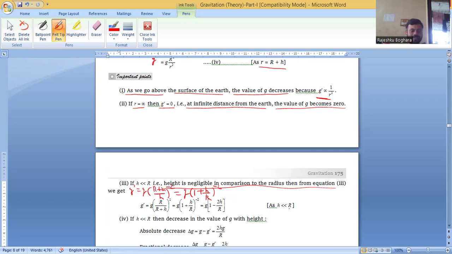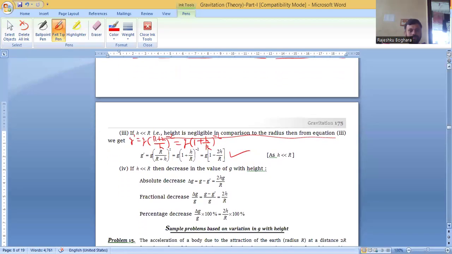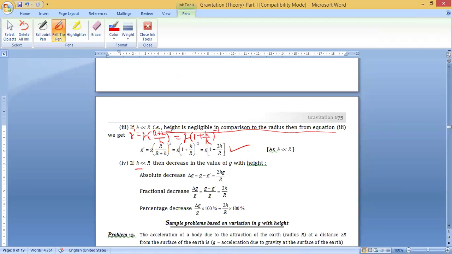If h is very small compared to R, then we neglect the higher order terms, so 1 minus 2h by R. So g dash is equal to g (1 minus 2h by R). This we have to remember.